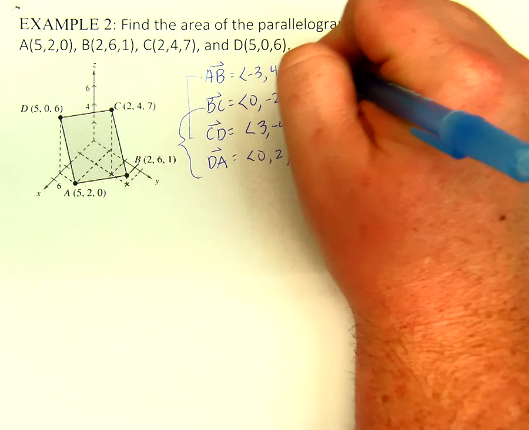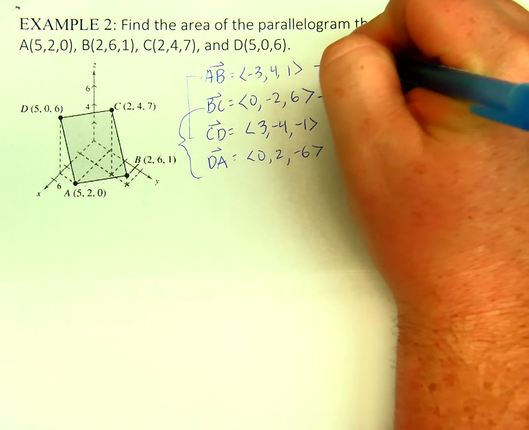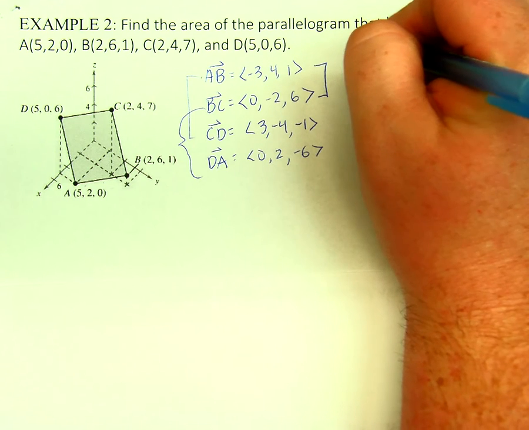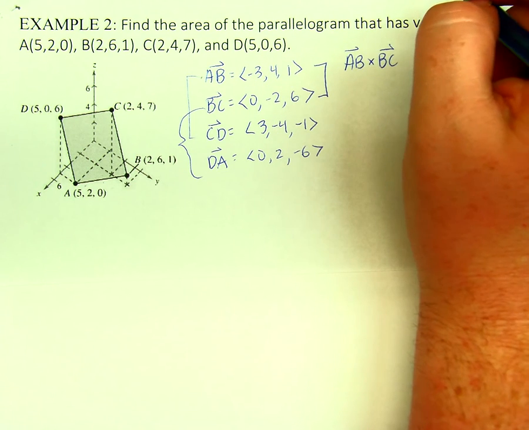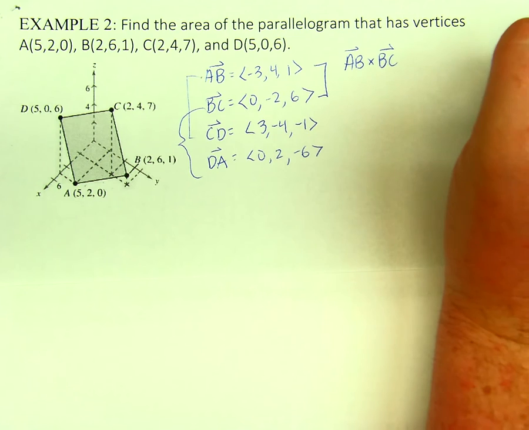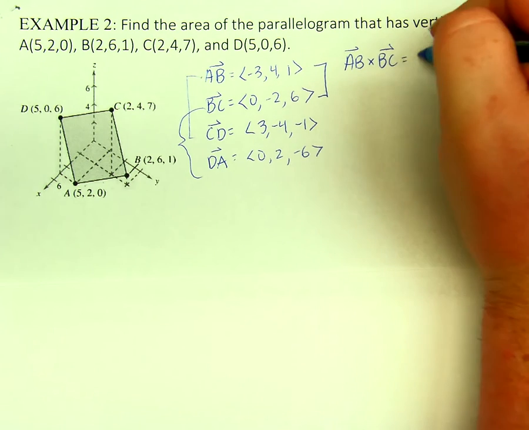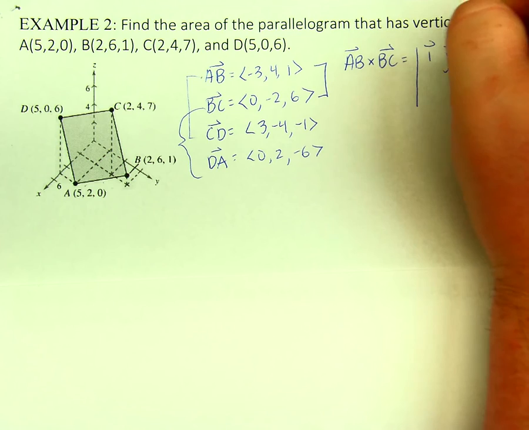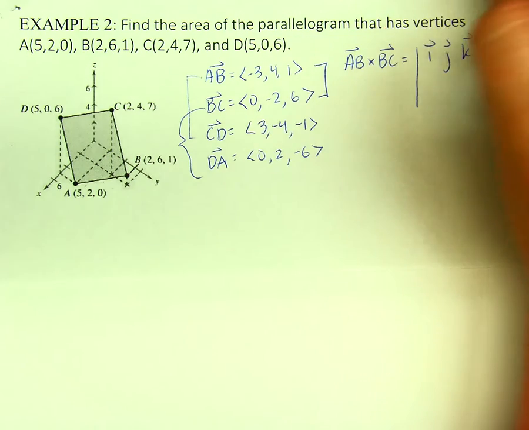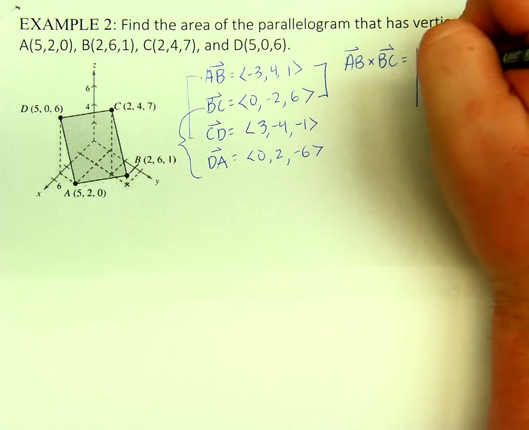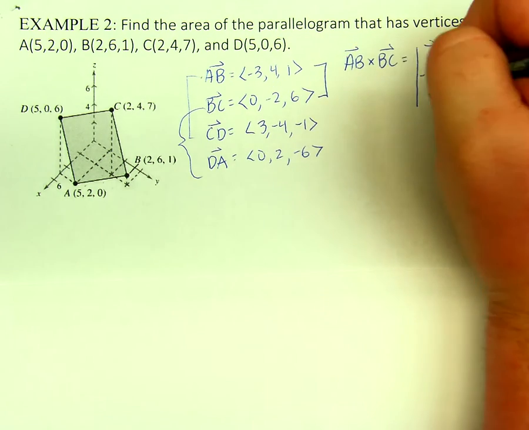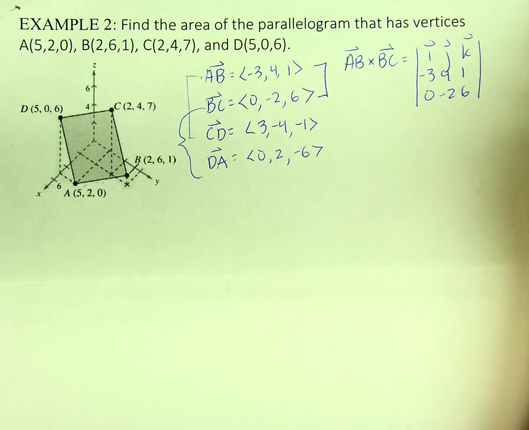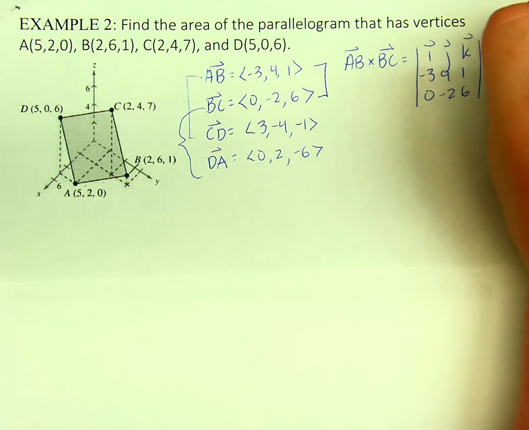All right. So now we're going to do the cross product between two of these that are adjacent. So I'm going to pick these two. I'm going to do AB cross with BC. And then I'll just find the magnitude, and that will be the area of the parallelogram. Okay. So again, I'm going to write my matrix i, j, k. And then I'm going to put the vectors, so -3, 4, 1, and 0, -2, 6. And then I'm going to augment the matrix by just writing the first two columns again.